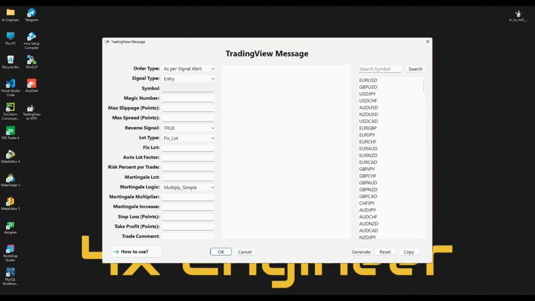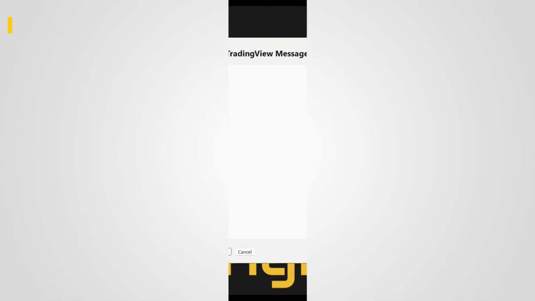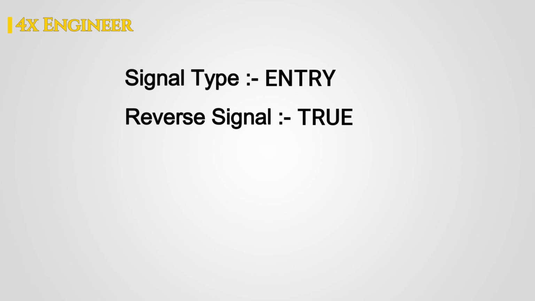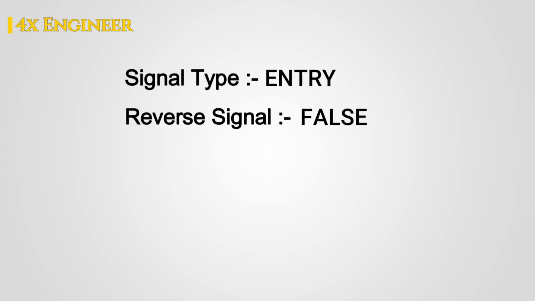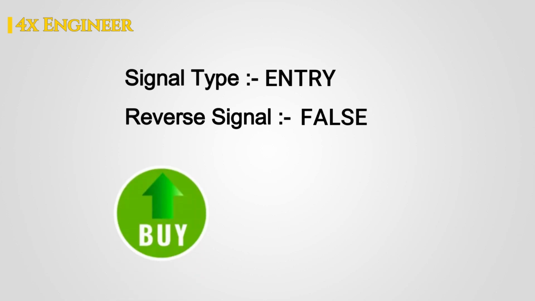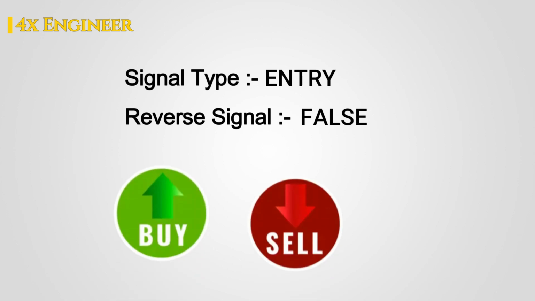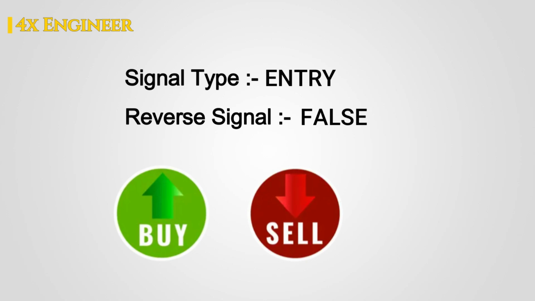Now about entry signals. If you've selected entry and set reverse signal to true, here's what happens. A buy signal will open a buy trade. If a sell signal comes next, it will close the buy and open a sell. But if reverse signal is false, it works differently. A buy signal opens a buy trade. If a sell comes, it doesn't close the buy. It just opens a new sell separately.